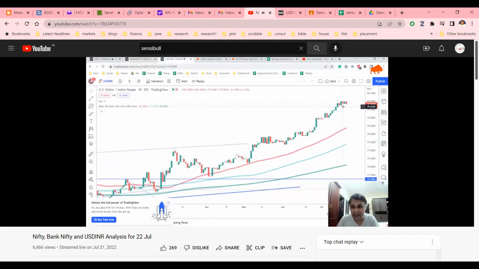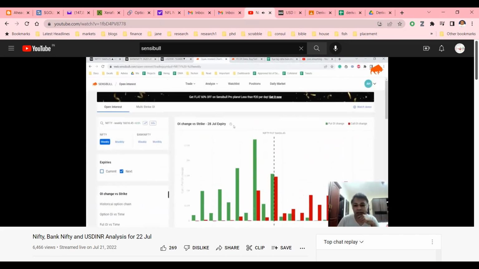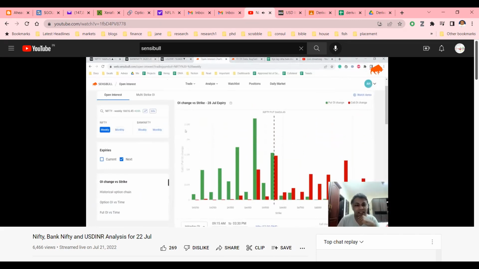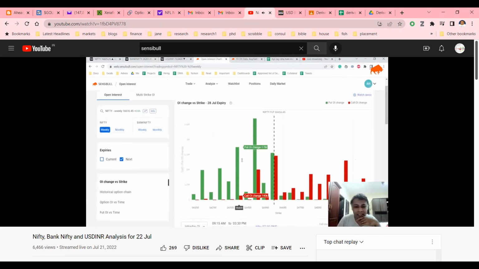And finally, USD-INR charts. There's a dip today, but again, the long-term trend is up. There's no reversal signal, so it is still a long. Now let's look at open interest charts of Nifty. So we made a change now. We always look at the open interest chart of Nifty like this, not on the option chain anymore.